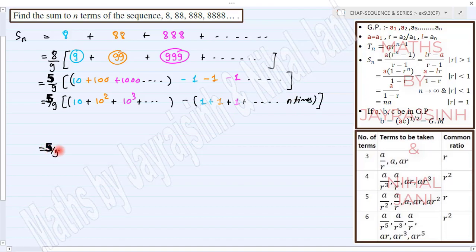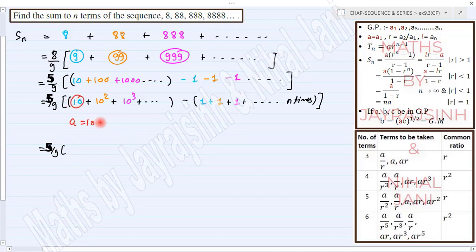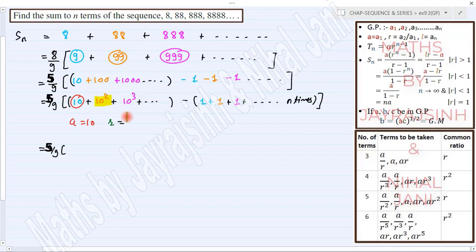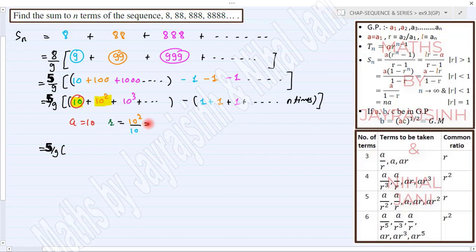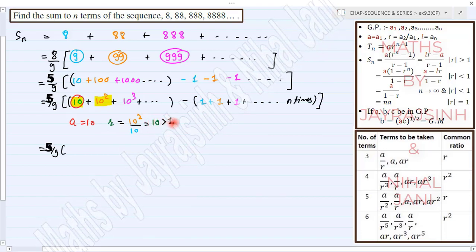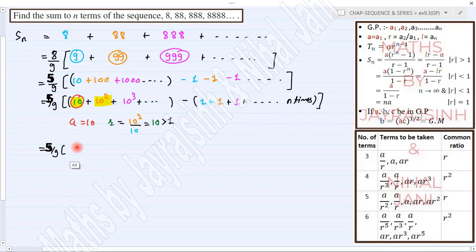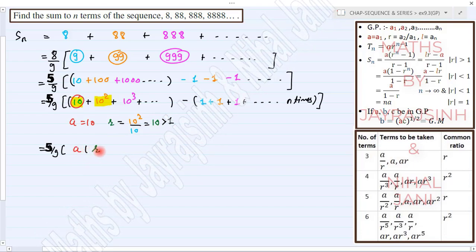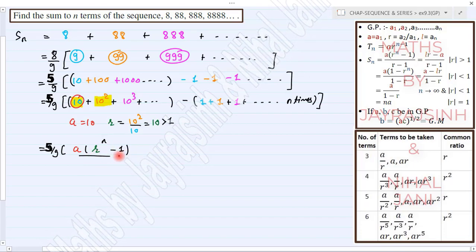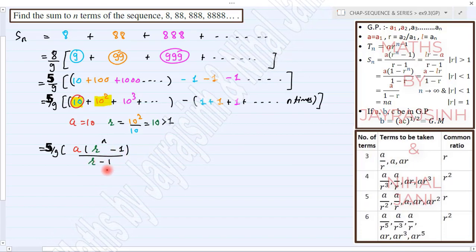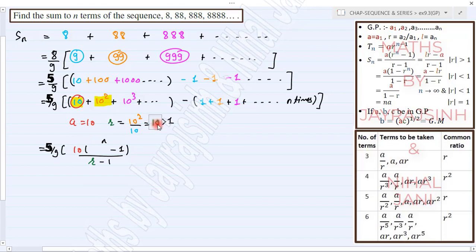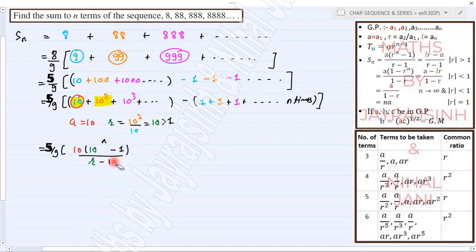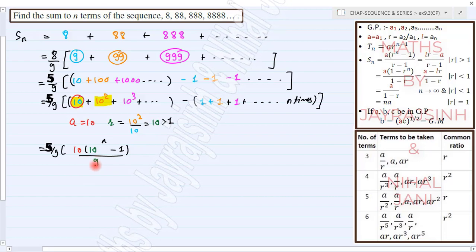So, as you can see, your first series is in GP, having first term equal to 10, and the common ratio between second term to the first term is equal to 10, which is greater than 1. So using the formula of summation of n, we will get a into r raised to n minus 1 upon r minus 1, where your a is 10 and r is also 10. So in denominator, we'll get 10 minus 1, or we can say 9.